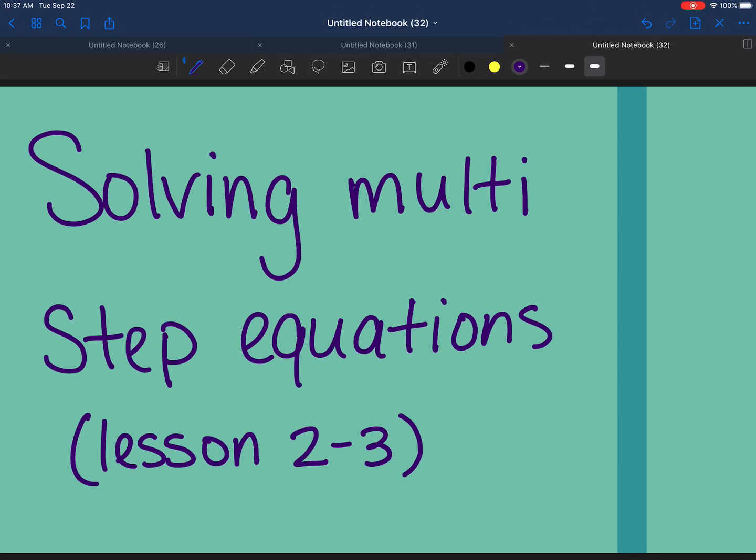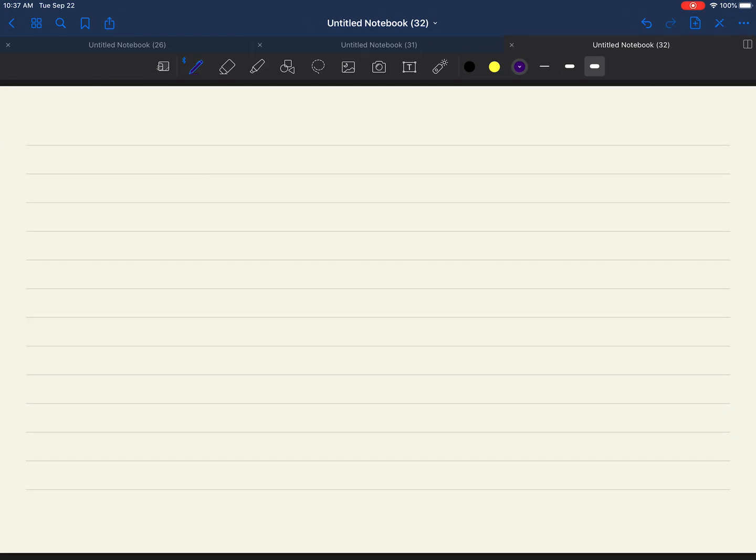Okay, today we're going to do lesson 3, which is solving multi-step equations. Like we talked about yesterday, we're going to solve equations all week, so it's just adding on to the different ways that we solved, right? So putting in more than just one step. Obviously it'll be 2 or 3 steps to get to your answer, okay?